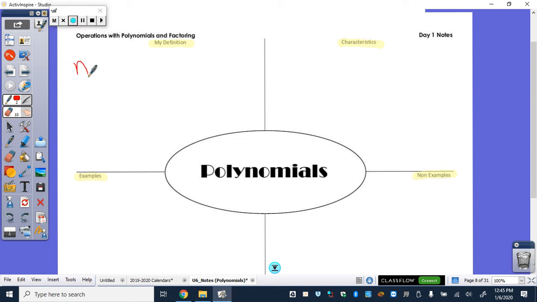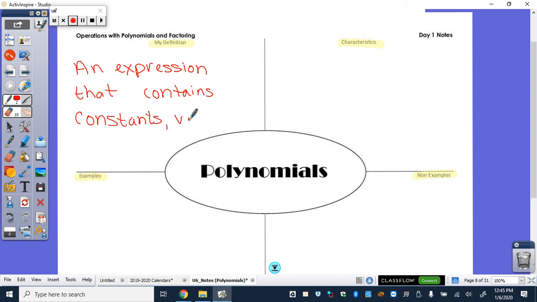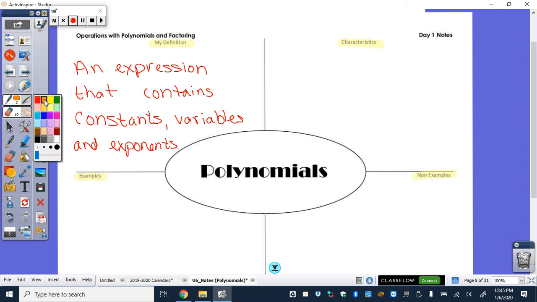Polynomials, the definition: an expression that contains constants, variables, and exponents. So it takes those three things, constants, variables, and exponents, combines them all together, and creates what we refer to as polynomials. You've actually done a lot of work with polynomials already, but you probably haven't realized that it's a polynomial that you've been working with.